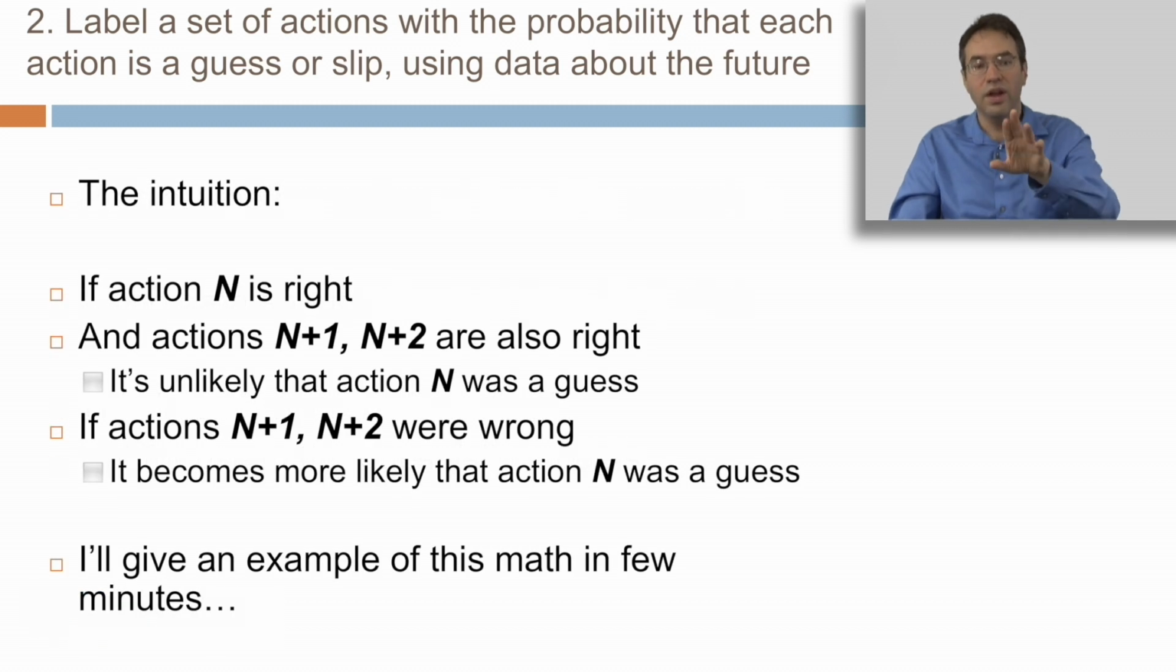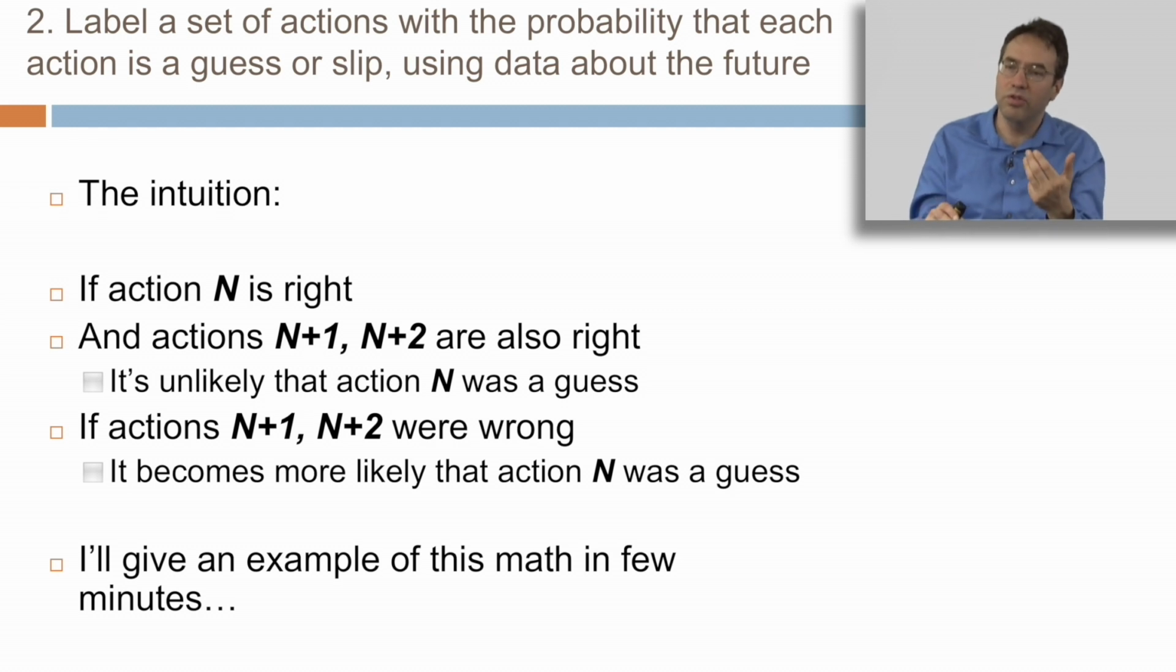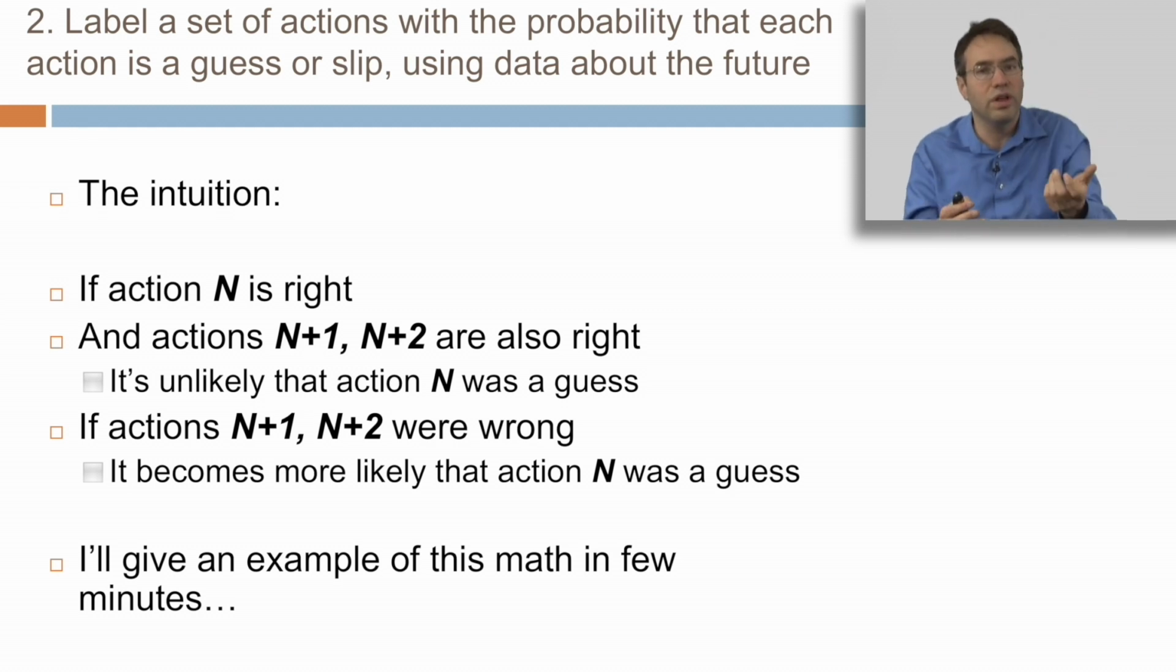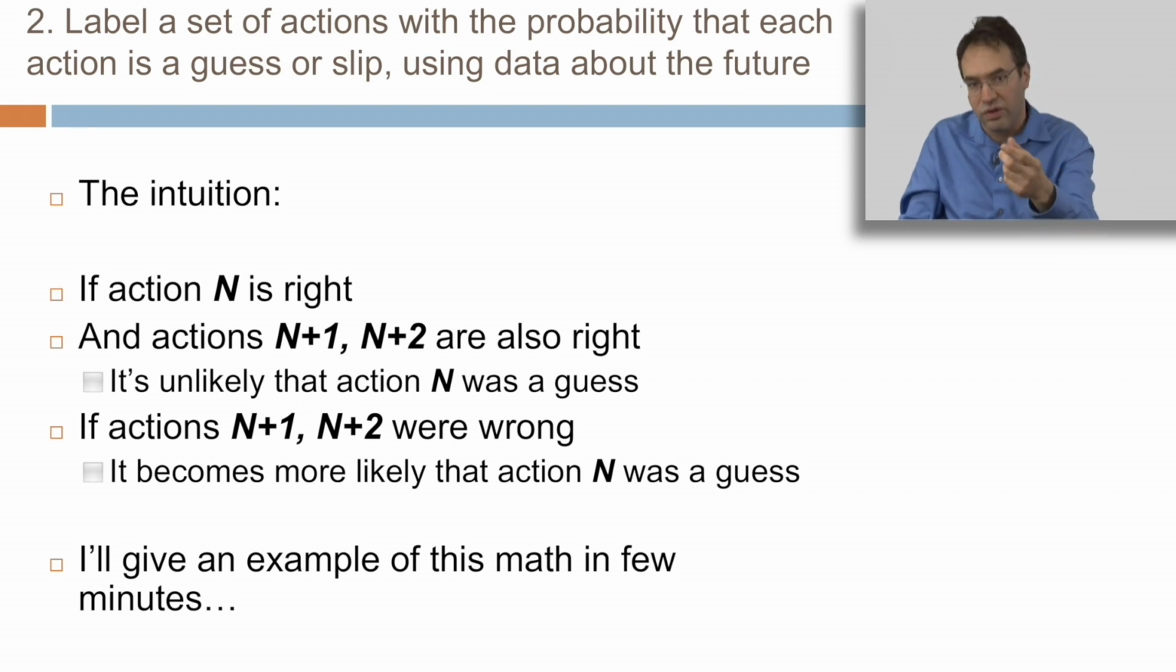The intuition is that if action n is right, and actions n plus 1 and n plus 2 were also right, it's probabilistically unlikely that action n was a guess, because the probability that you'd get 3 things right in a row by guessing is just really infinitesimal. And similarly, if actions n plus 1 and n plus 2 were wrong, it becomes more likely that action n was a guess. I'll give an example of this math in a few minutes.